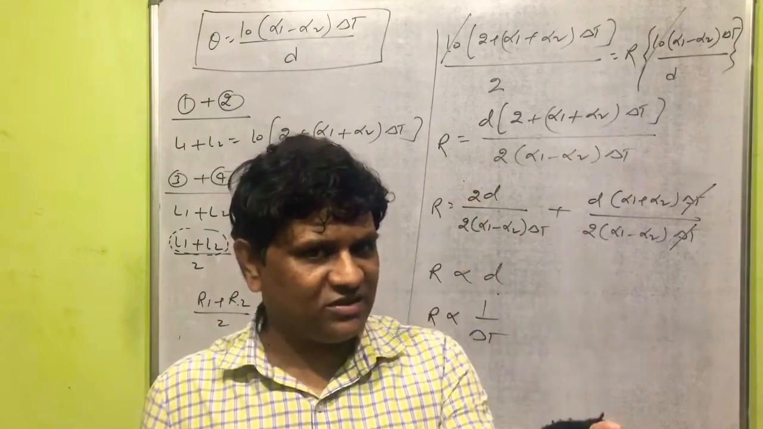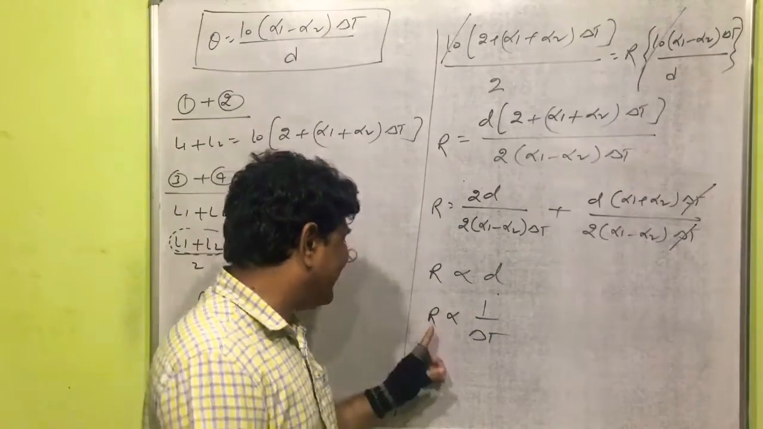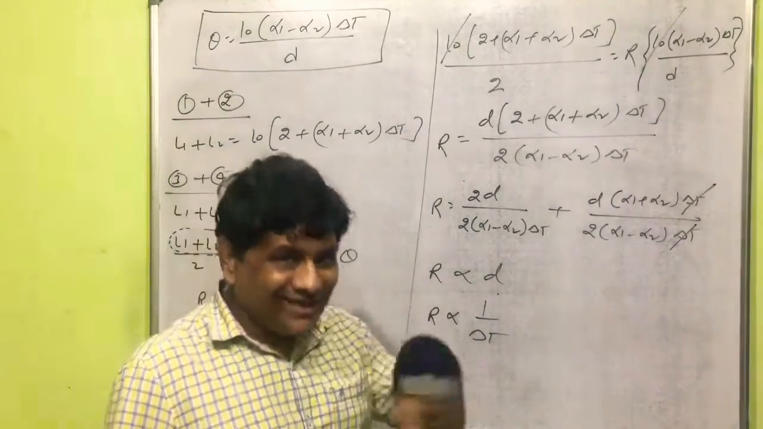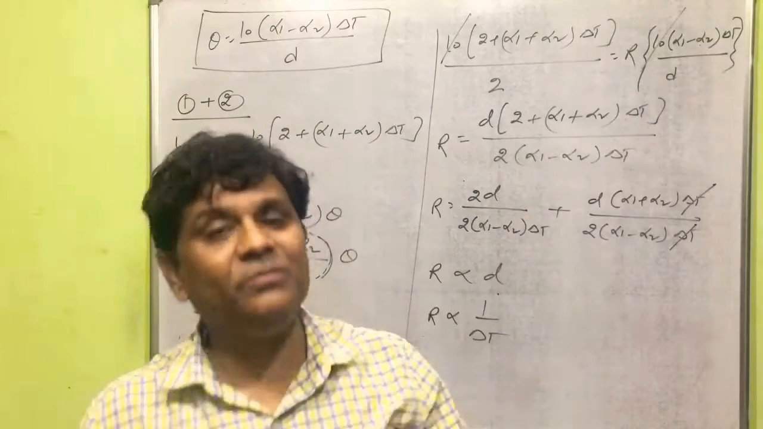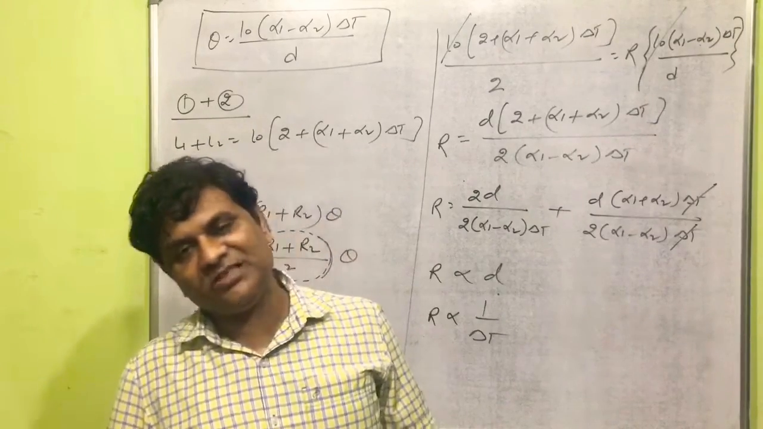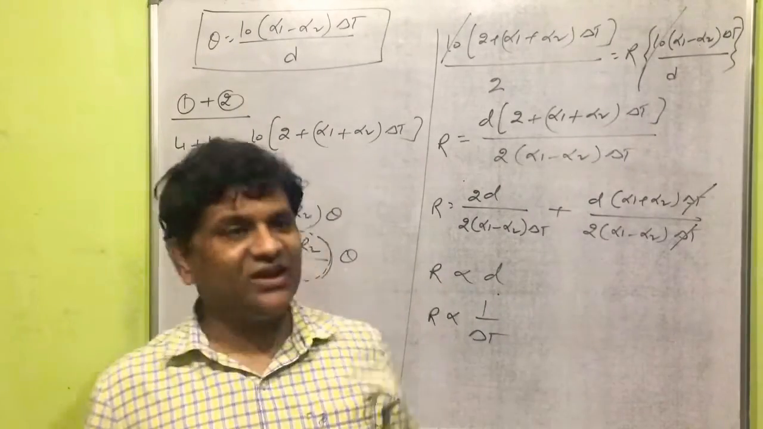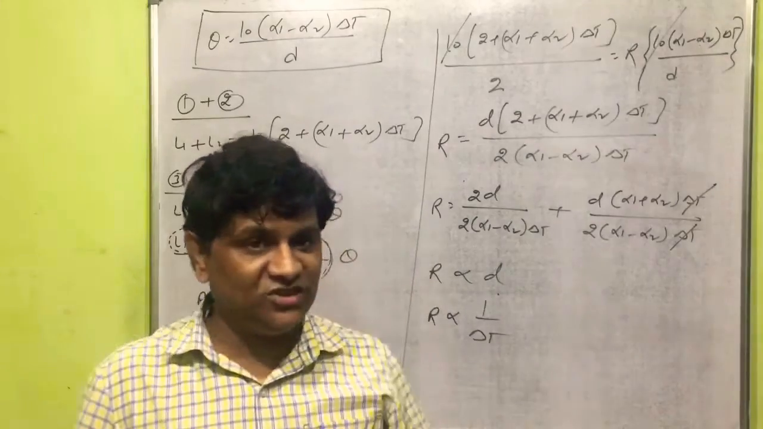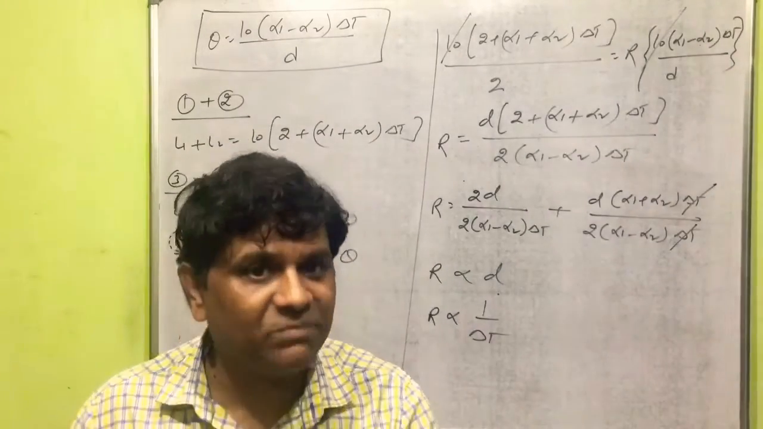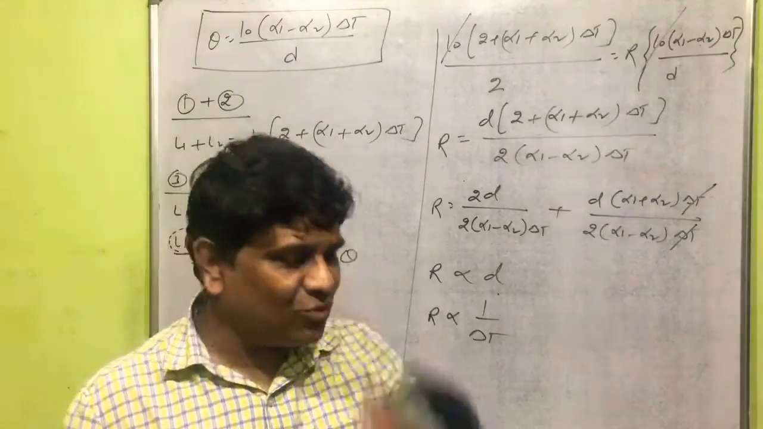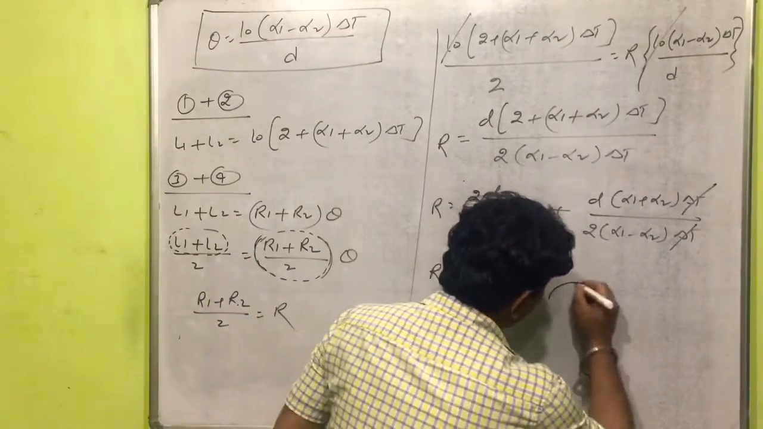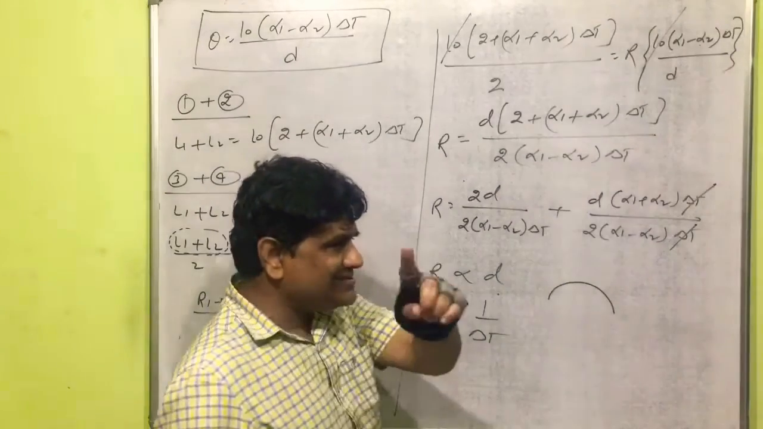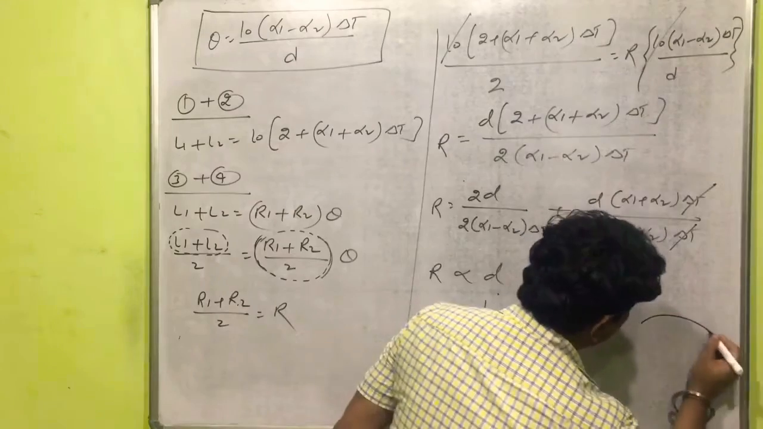More change in temperature, less will be the mean radius. Less change in temperature, more will be the mean radius. Or we can take it here: more change in temperature, more will be the bending. And less change in temperature, less will be the bending.